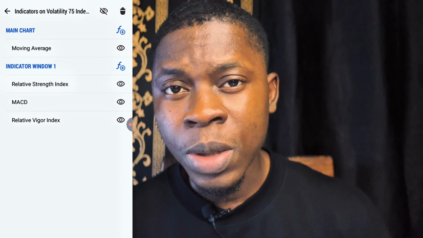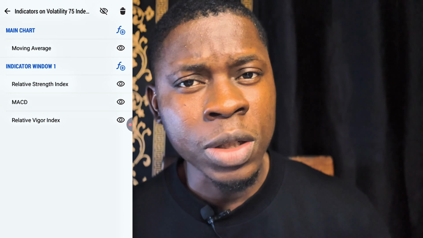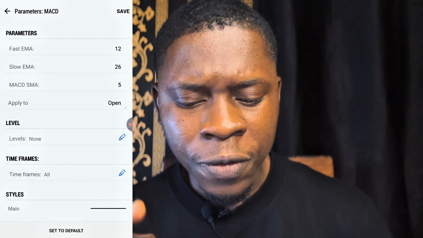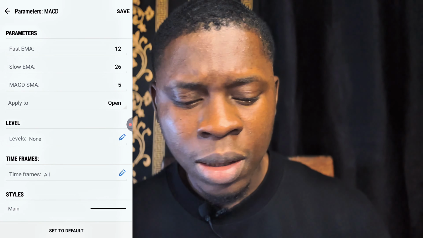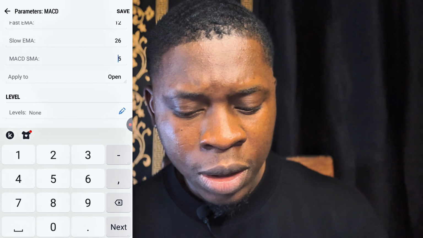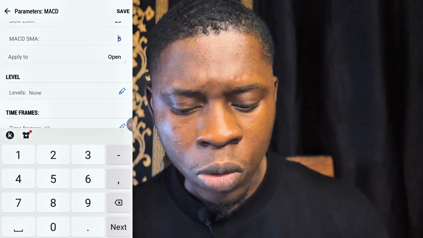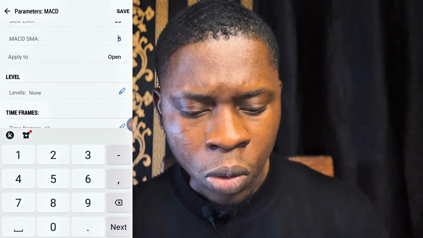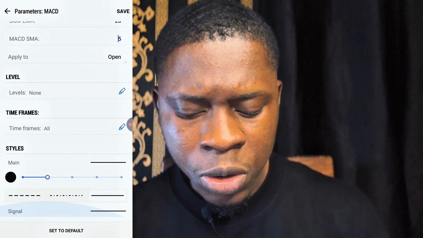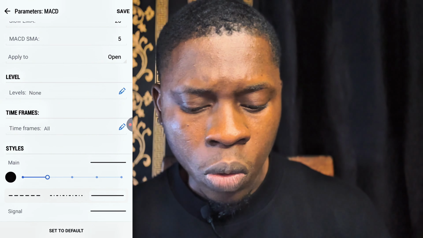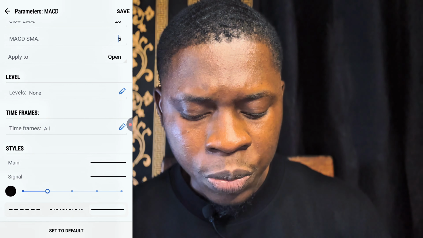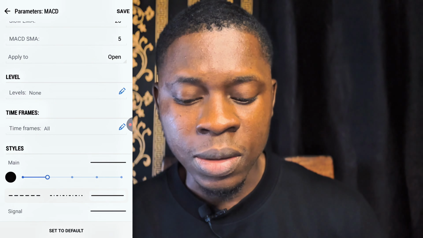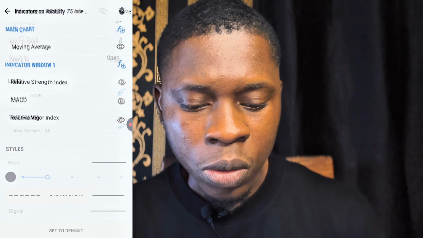Then the third indicator is going to be the MACD. Remember, I always tell you guys that the MACD is a very powerful indicator that you can use to trade the market. Okay. Now the MACD, you put the fast EMA to 12, slow EMA 26. Then MACD SMA, you set that to 5. Then you apply to open. Then for the time frame right here, you set that to all time frames. When you set that, you want to make sure that you set the main to 1 pixel. Then the signal, you put that to 1 pixel as well. Color black for the main, color black for the signal. Then you click on done.